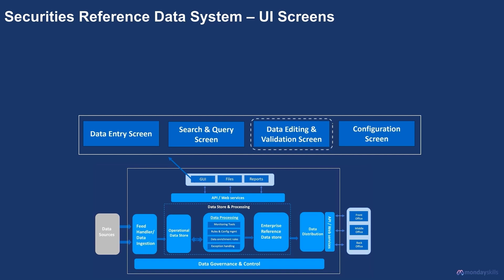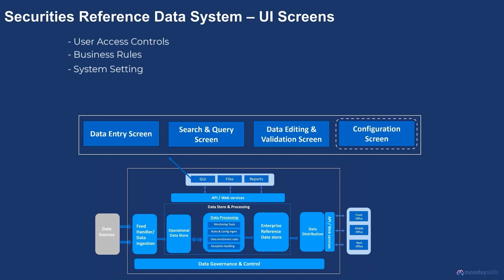Data editing and validation screens enable users to edit or validate reference data. Users can review and modify data attributes, perform data validations, and resolve any discrepancies or errors. Configuration screens are used to set up and manage the system's parameters, user access controls, data sources, data transformation rules, and other system-specific settings. Administrators or authorized users can configure the system according to the organization's requirements.